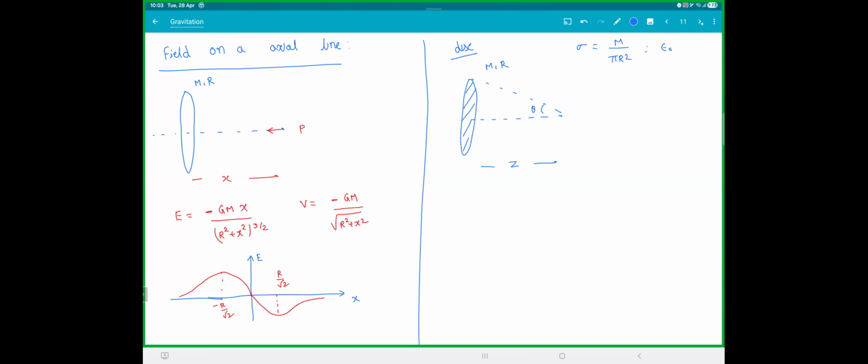Remember, you have to replace epsilon with 1 by 4πG. And if you remember the electrostatics formula, this was the formula, sigma by 2 epsilon (1 minus cos theta). So that 1 by epsilon becomes 4πG. You end up with 2πG sigma (1 minus cos theta). This is the gravitational field, everyone. Have a look at this.